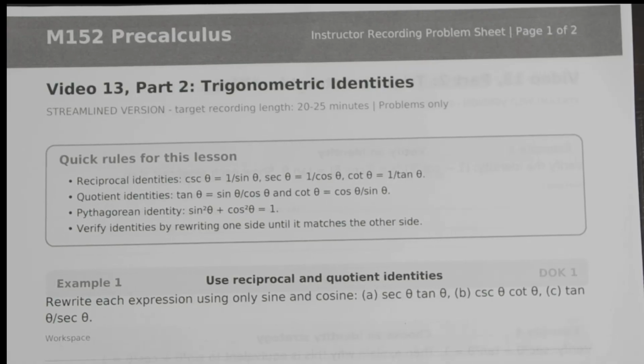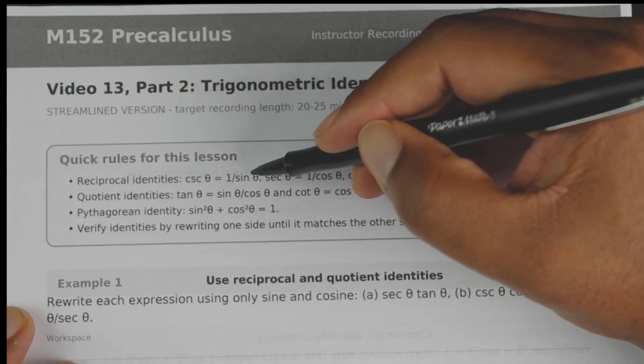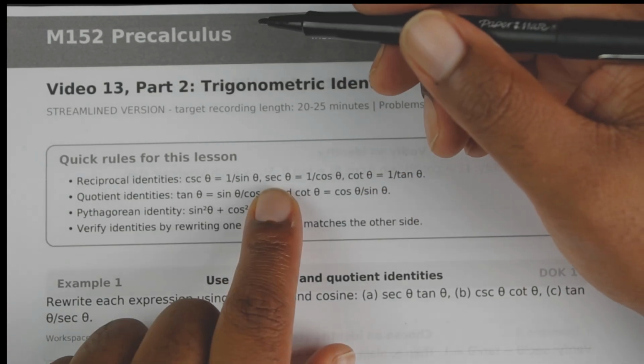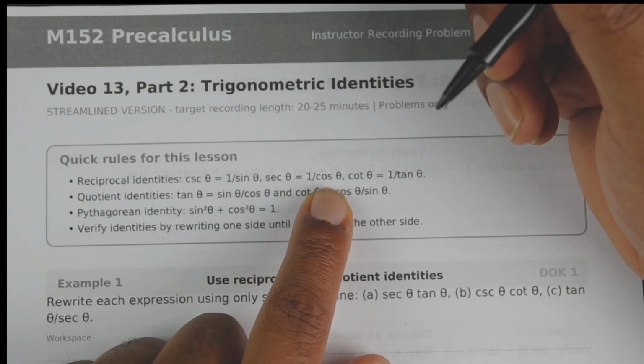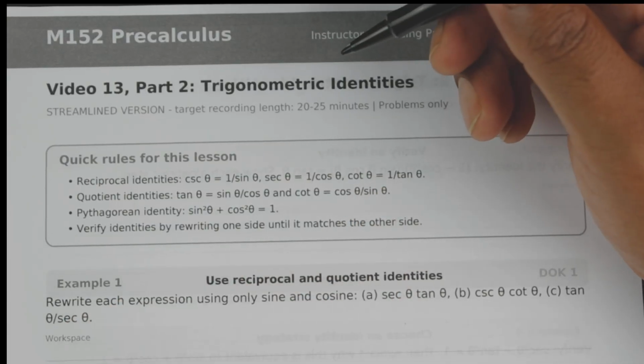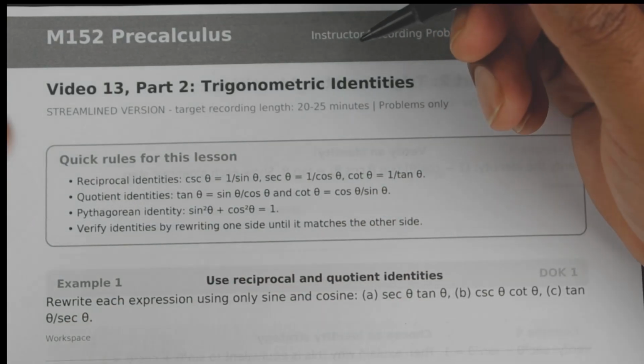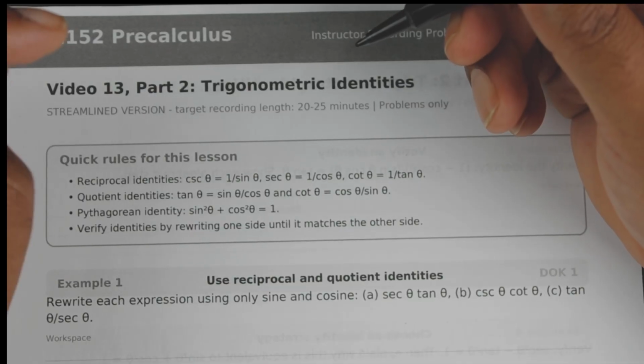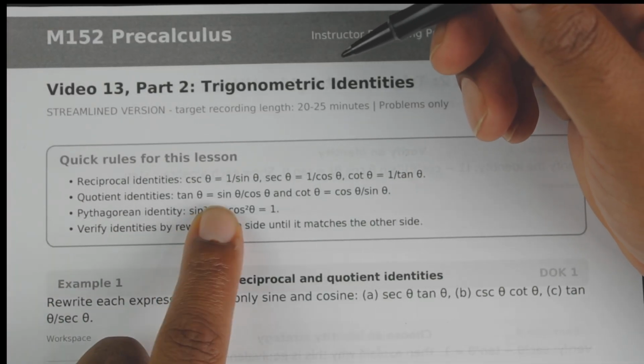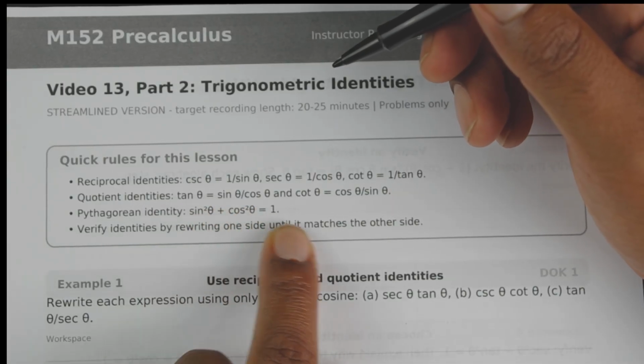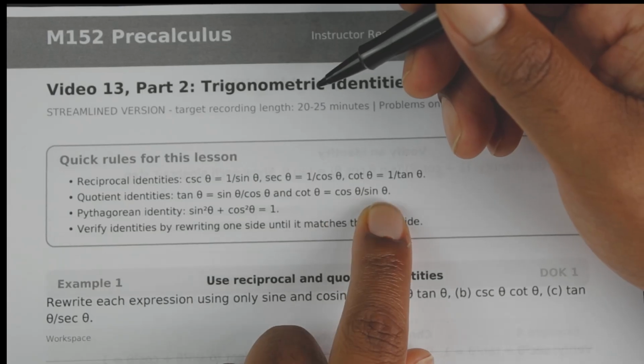So let's begin, first of all, with the quick rules. Here we have the reciprocal identities. Cosecant theta equals 1 over sine theta, secant theta equals 1 over cosine theta, cotangent theta equals 1 over tangent theta. For the quotient identities, we have tan theta, which equals sine theta over cosine theta, and cotangent theta, which equals cosine theta over sine theta.